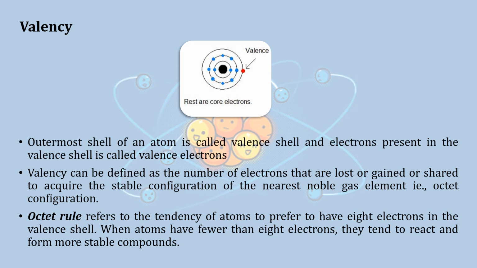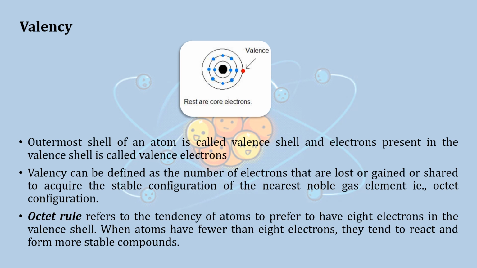Okay, now let's see what are valence electrons. The electrons present in the outermost orbit of an atom is called valence electrons. The rest are core electrons. That is, the electrons other than valence electrons in an atom are called core electrons. Now, what is valency? In simple words, we can say valency is the combining capacity of an element. But how can we define it? Valency can be defined as the number of electrons that are lost or gained or shared to acquire the stable configuration of the nearest noble gas element, that is octet configuration.